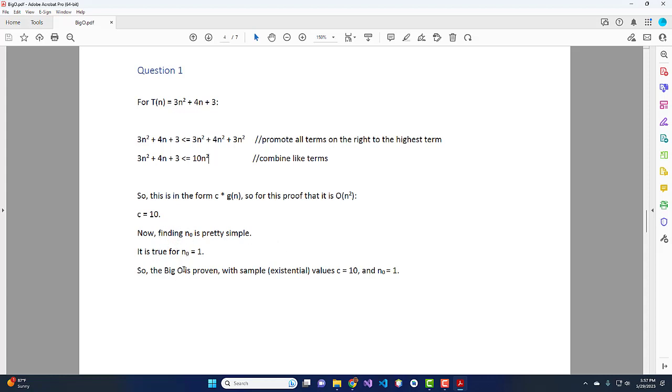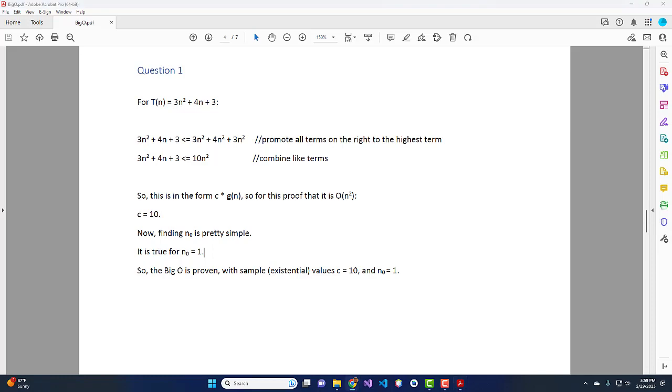The n sub naught is pretty simple. It would not be true for 0, because this side has a trailing constant, and even though these would get canceled out, you'd end up with 3 less than or equal to 0, so we don't want that. But 1 is a value at which it would definitely be true from then on, so this actually proves it. We found a c, that c equals 10, and then we also have n naught equals 1.